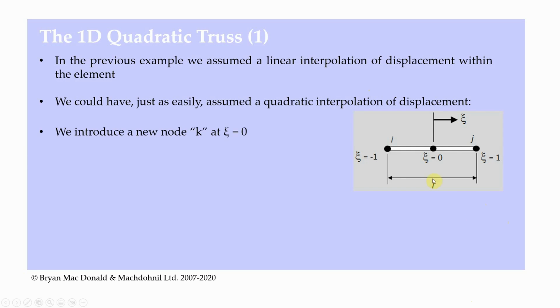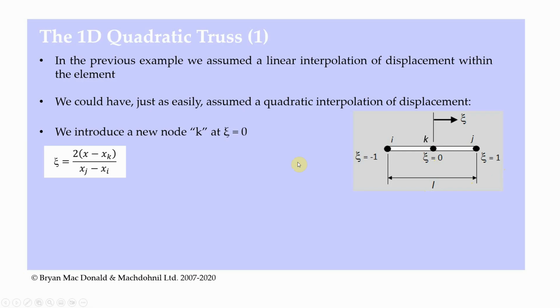If we have a quadratic interpolation, it means we need 3 nodes. So we now have a new node, which is node K, located at the center of the element. Remember, we previously said we had node I located on the left-hand edge, which had an eta coordinate of -1, and node J on the right-hand edge, which had an eta coordinate of 1. So in the center of the element, eta is equal to 0. Again, it's still an element of length L, with the origin of eta at the center of the element. This new node is there, and this is called node K.